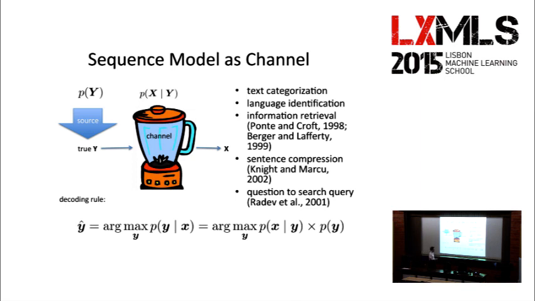In that case, what we have is a conditional language model for each label, saying what words are likely under that language, under that category. Similar things are used for language identification. Information retrieval can be cast this way. Lots of other problems.